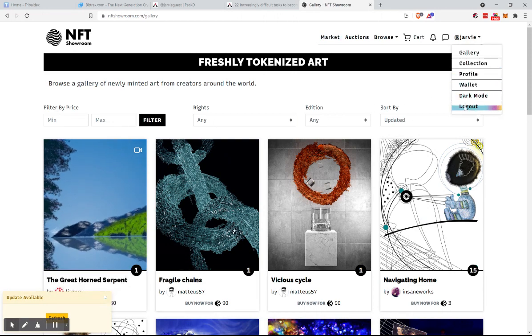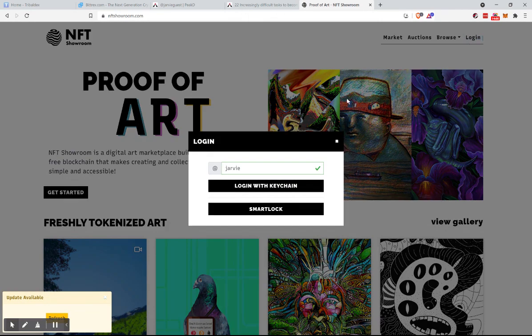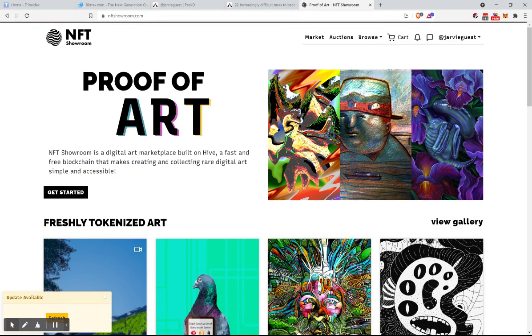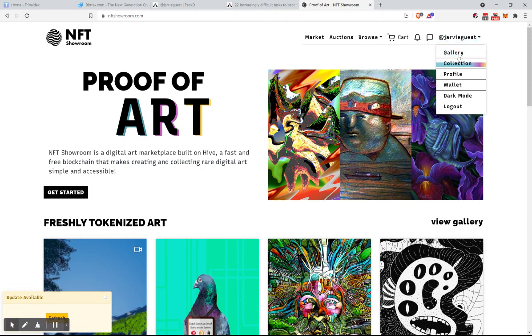So we're going to log out of Jarvie. We're going to log into Jarvie Guest. There's one thing that these things do, though. This site, I happen to know, they don't use Hive. They use swap.hive, which is a pegged version of Hive. Okay. So the question is, how do we get money in there?